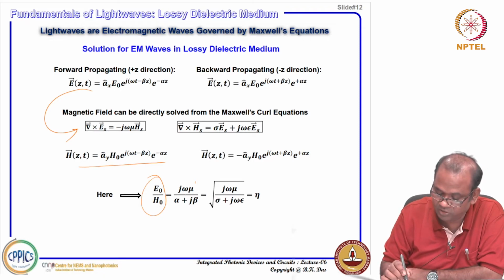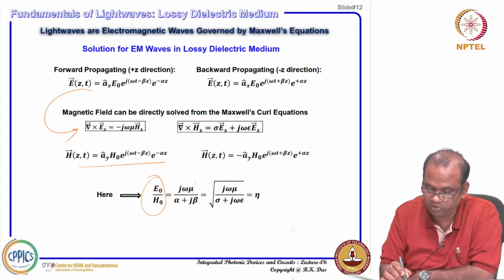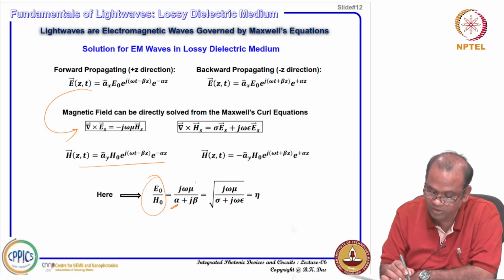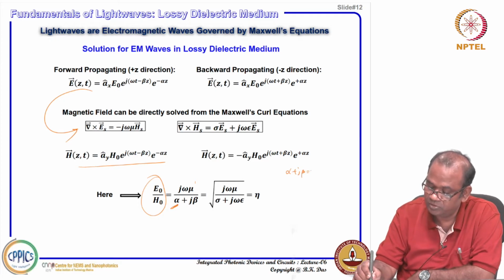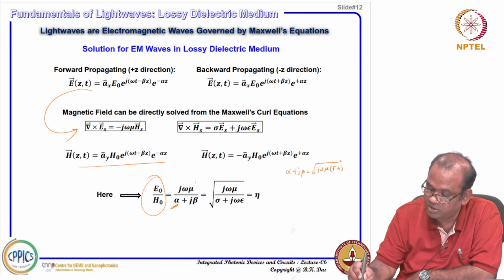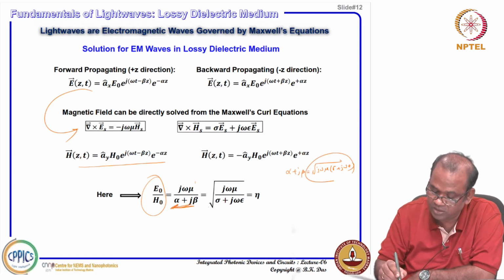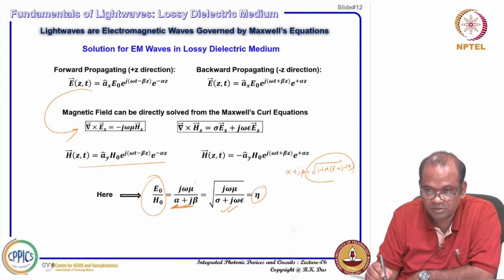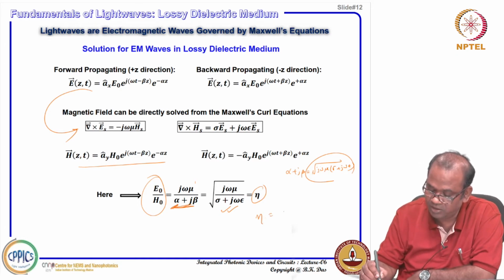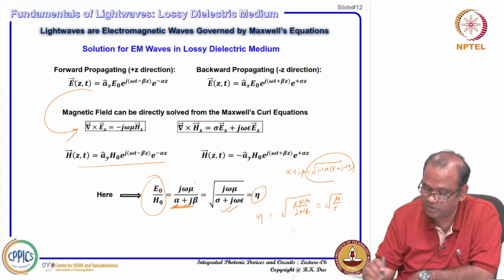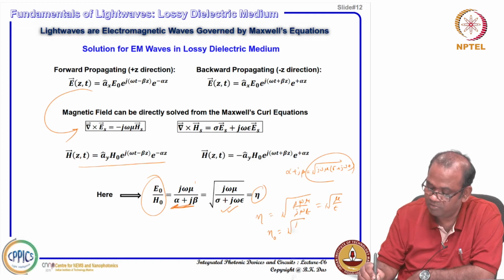At the same time, if you take the ratio E naught by H naught, since sigma is not equal to 0, alpha will be there. We know that alpha plus j beta is nothing but j omega mu times sigma plus j omega epsilon, under a square root. If I put this in, ultimately you get these equations, and that E naught by H naught is the characteristic impedance, the intrinsic impedance of the material medium. Now sigma is there, so eta is there. If I put sigma equal to 0, then eta is j omega mu by j omega epsilon; j cancels, omega cancels, and that is actually the square root of mu by epsilon. That means a lossless dielectric medium, sigma equal to 0. If it is free space, then eta naught is simply the square root of mu naught by epsilon naught.